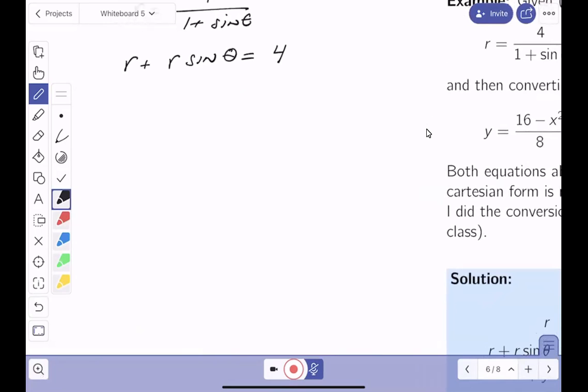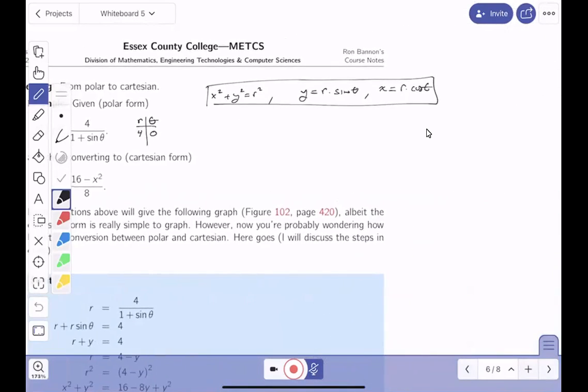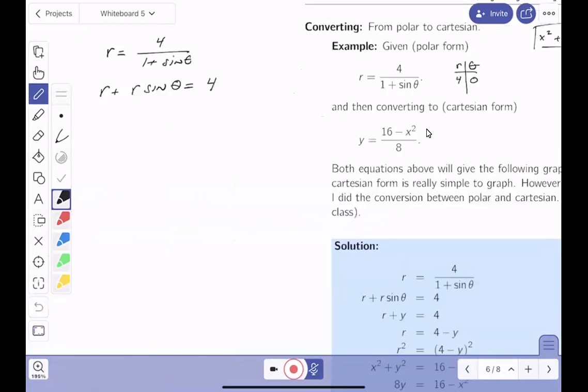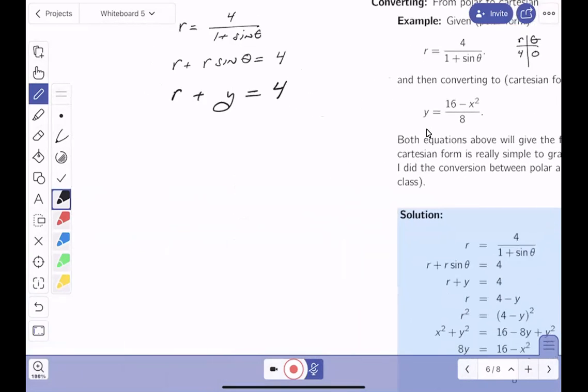Now, do you recognize r sine theta? Well, if you don't, go over here. What's r sine theta? It's y. So I'm going to write that down for you. So what do you get? r plus y equals 4. I got a problem now. It's mixing things. It's mixing the polar universe with the Cartesian, and I don't want that to happen.